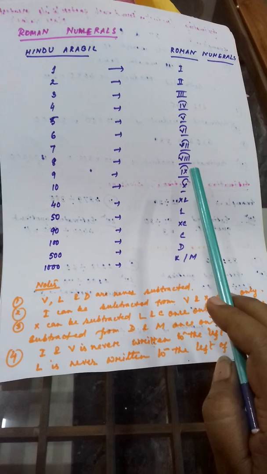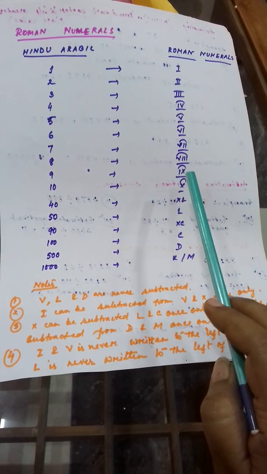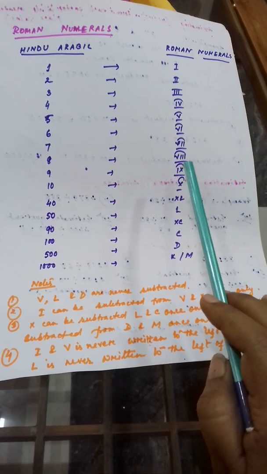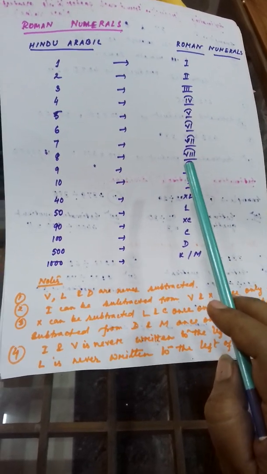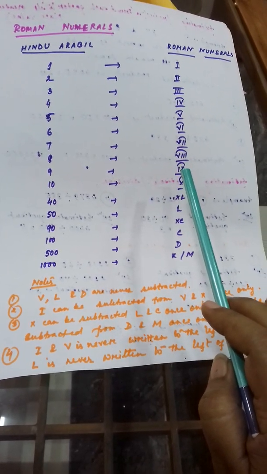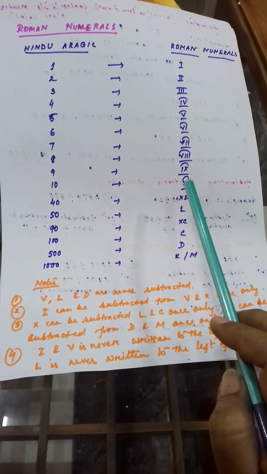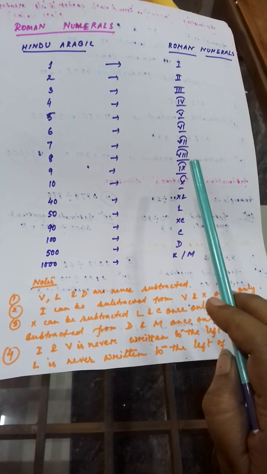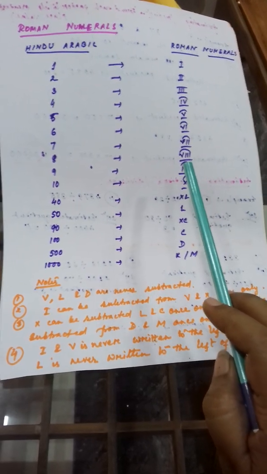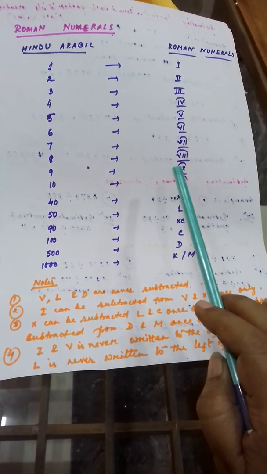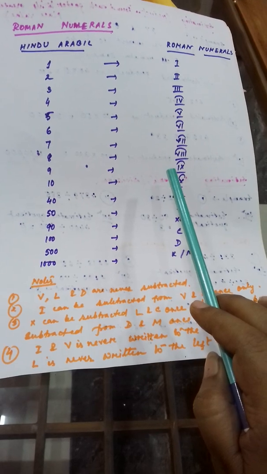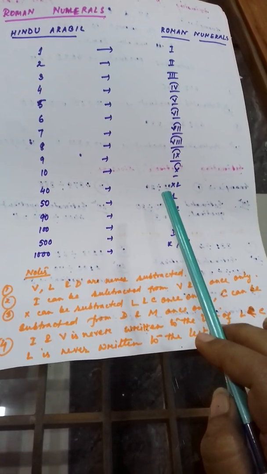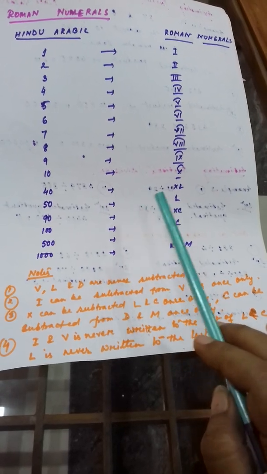Then again in 9 I have written IX. I have not written V, then 4 I's. Why have I written IX? X means 10. Now 10 minus 1 is 9. So as it is minus, or you have to subtract 1, you will write I to the left of X. Clear?